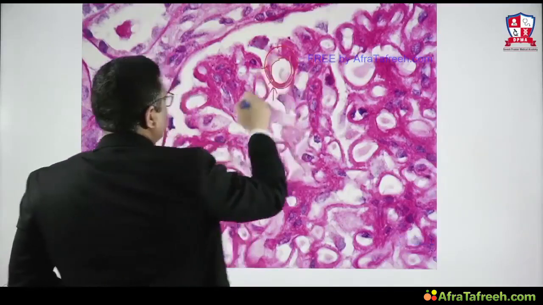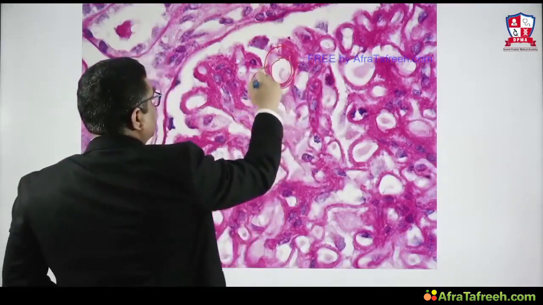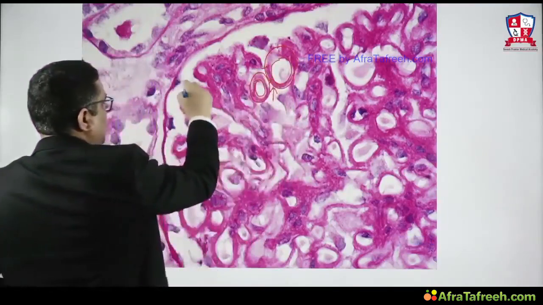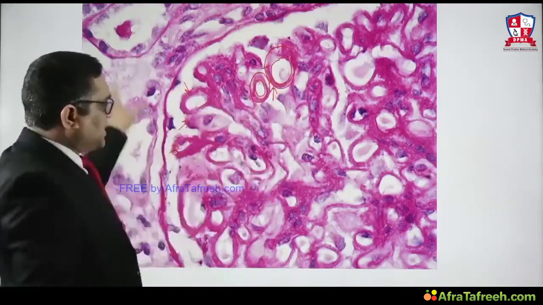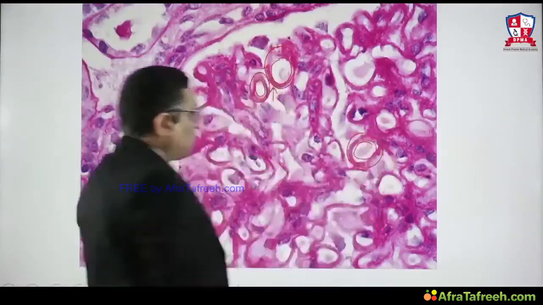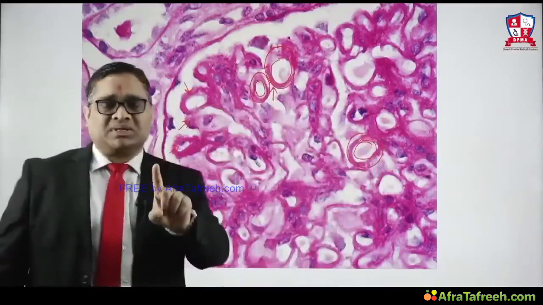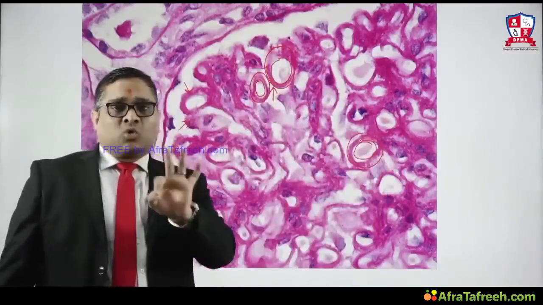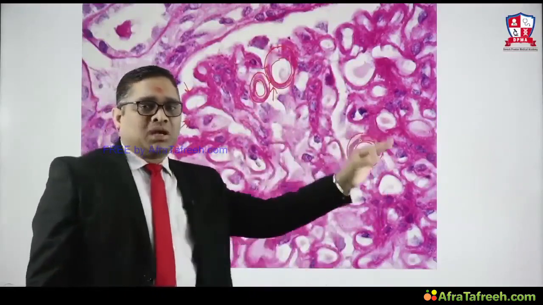So the pink deposit is the glycogen deposit. You can see here also there is a pink deposit. There are so many loops here. In this entire glomerulus, you can see there are so many loops. This is the wire loop lesion of lupus nephritis. Remember, wire loop lesion is due to subendothelial deposit.